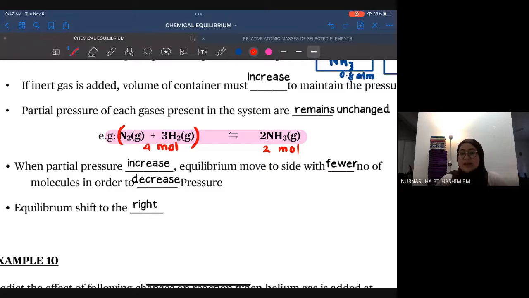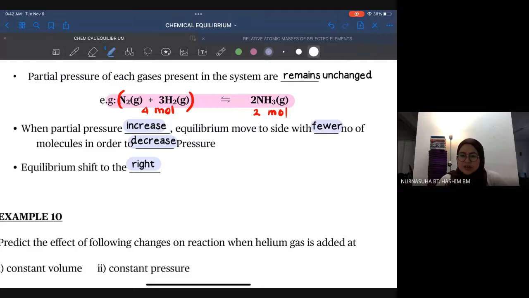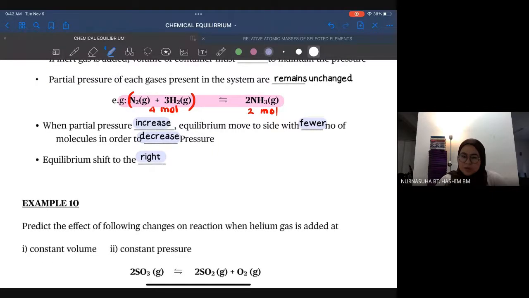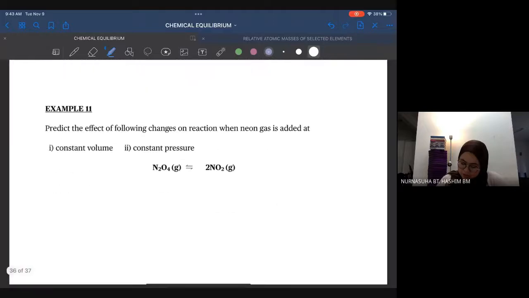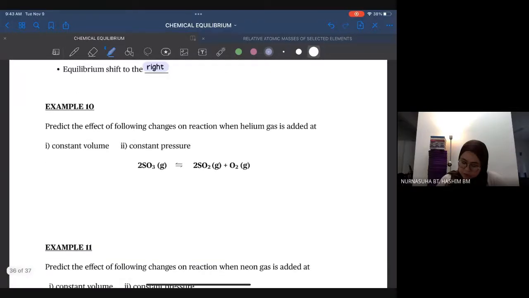So when we increase the pressure, okay, equilibrium will move to the side with fewer number of mol. Kenapa dia pergi ke sebelah yang kurang mol? Sebab kita nak decrease the pressure. So untuk kes ini, untuk kes yang di atas ni, dia akan shift equilibrium.